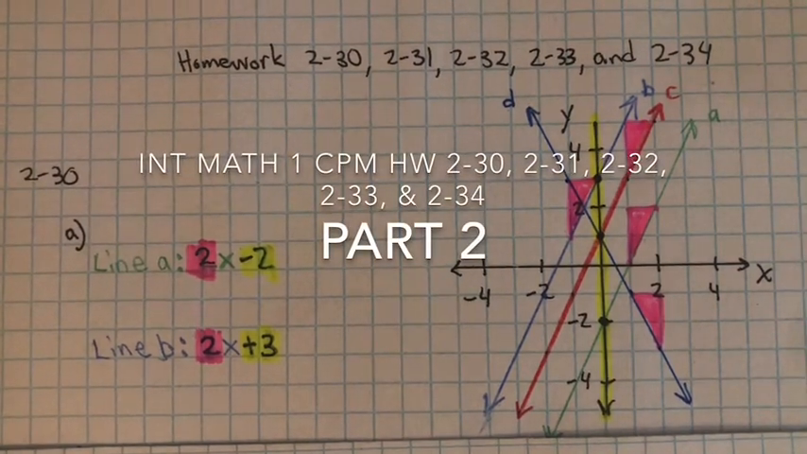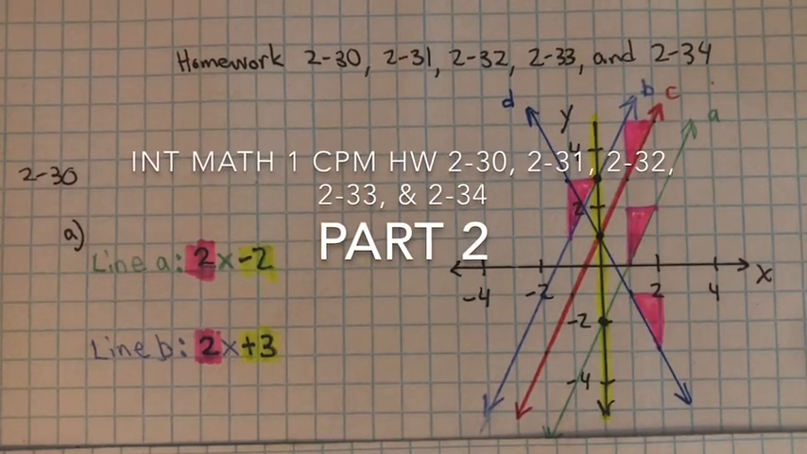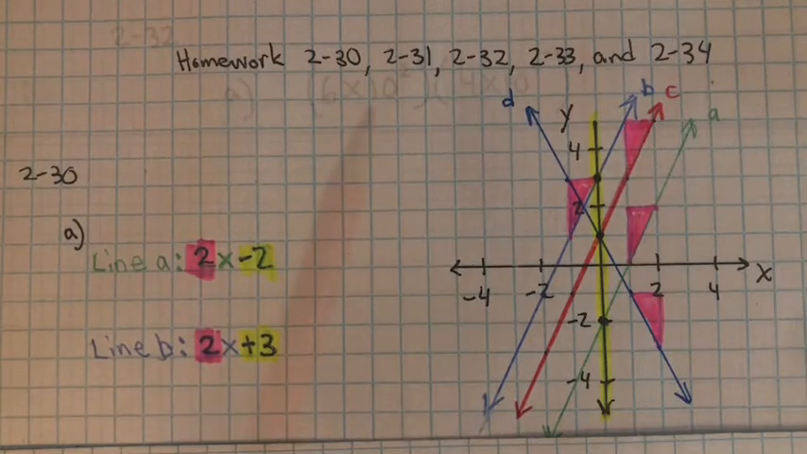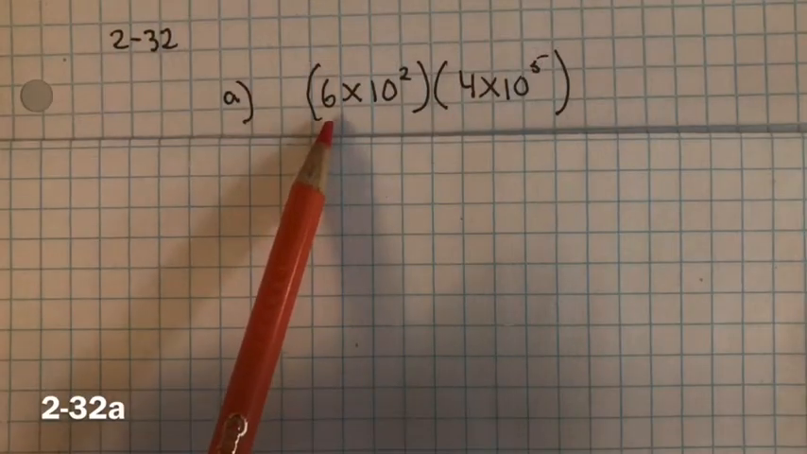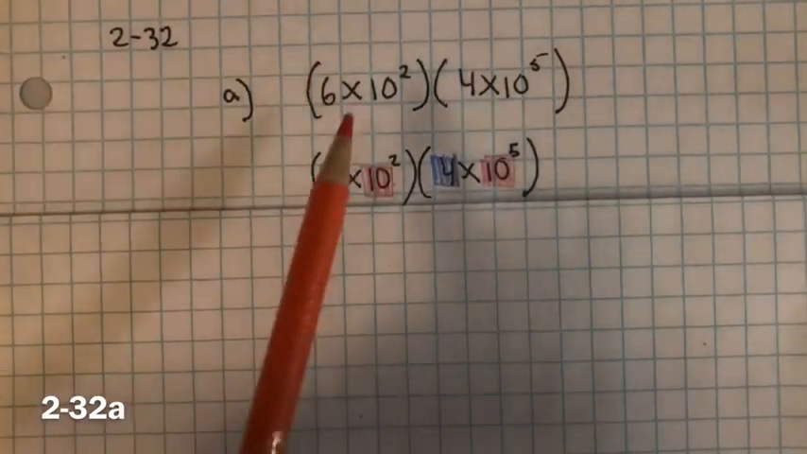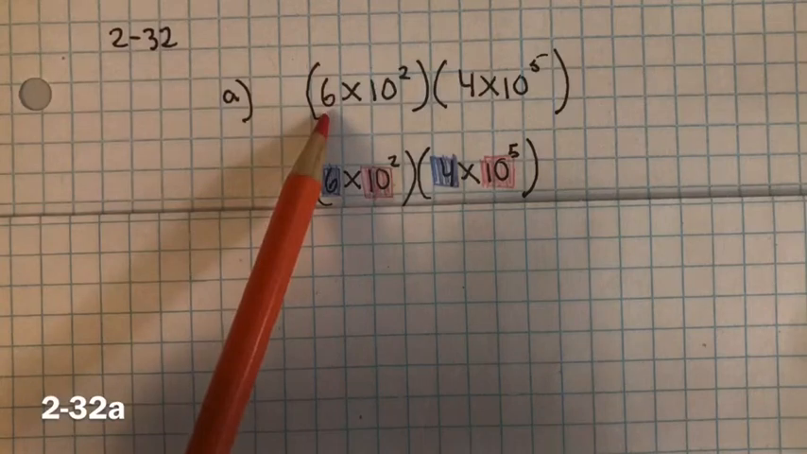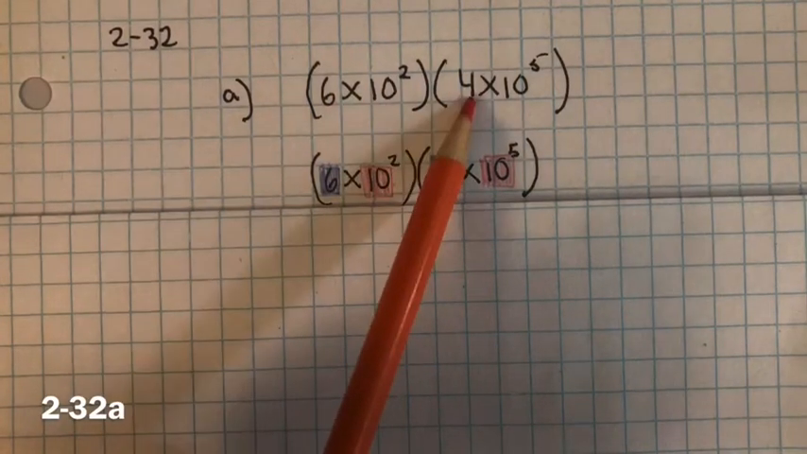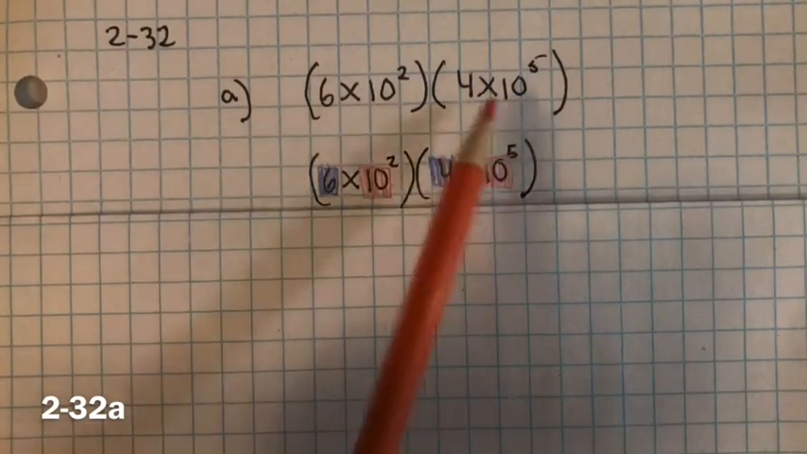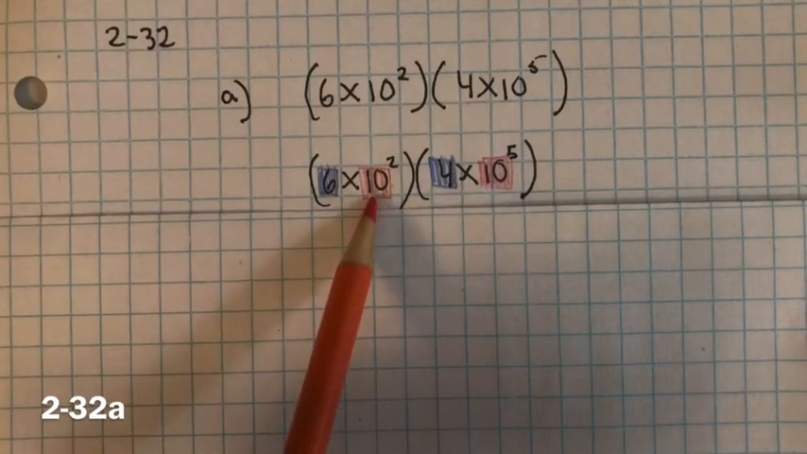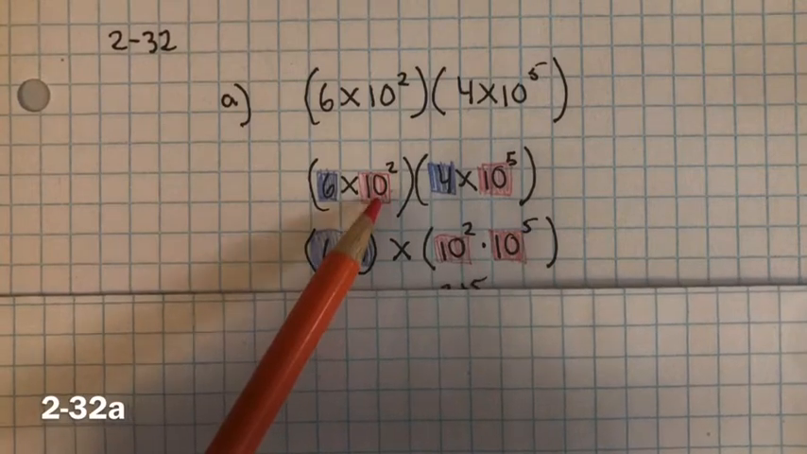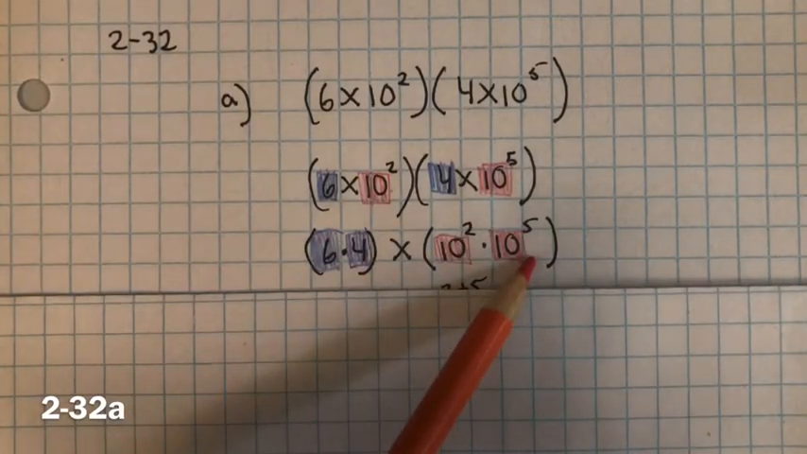This is the homework for 230, 231, 232, 233, and 234. So we're going to multiply these two terms. And you can only multiply when you have like terms. So we have 6 and 4, and then we have exponents with the same base. We can multiply those two. So 6 multiplied by 4, and then 10 squared multiplied by 10 to the 5th power.